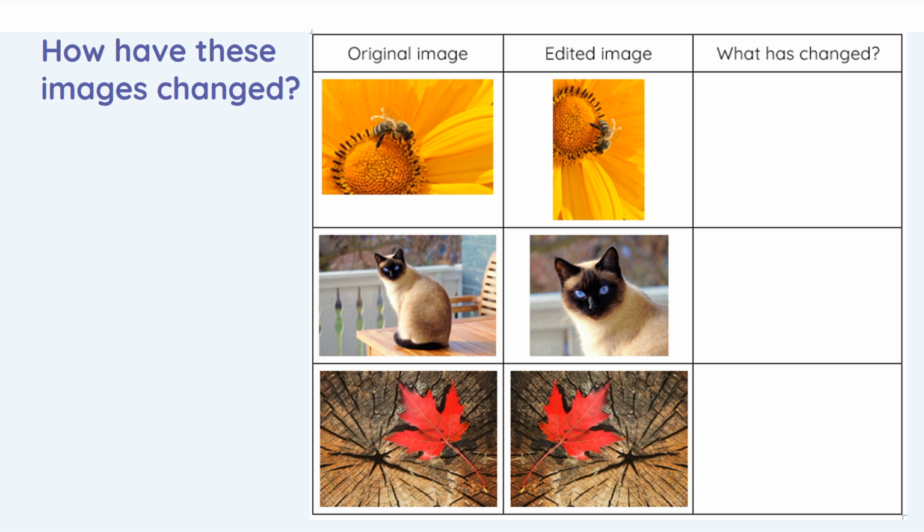Okay, so if we have a look at that first image, either a wasp or a bumblebee is in the flower, and we can see that the edited image has changed position. It's been rotated. Then if we have a look at the cat in the second picture, we can see that part of that image has been cropped so that we just focus more on the cat's face. And then in the final image, the image has been reflected.